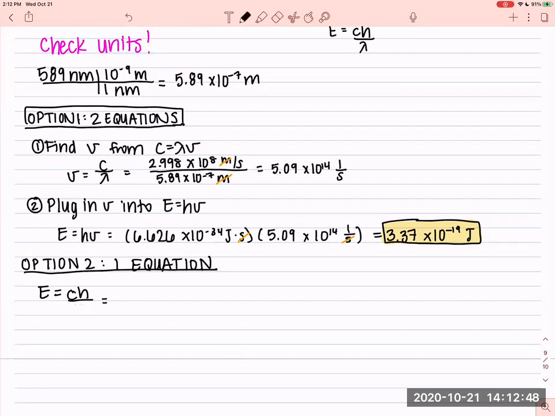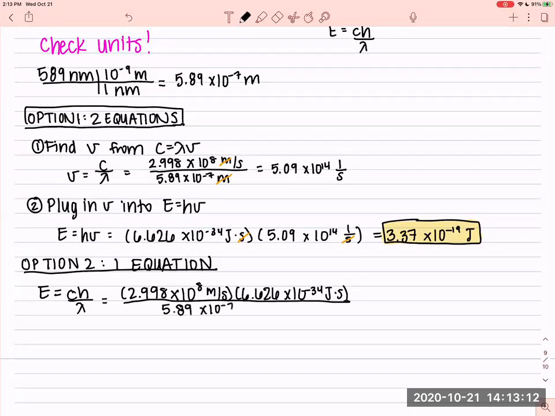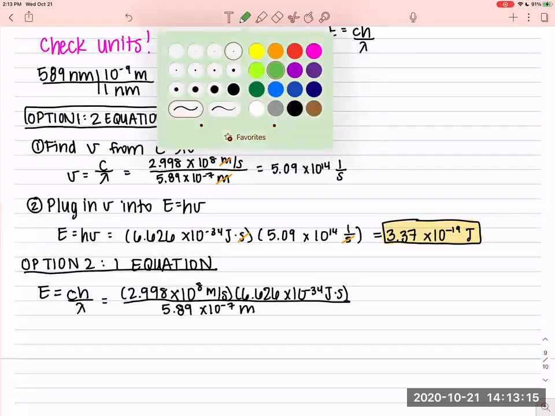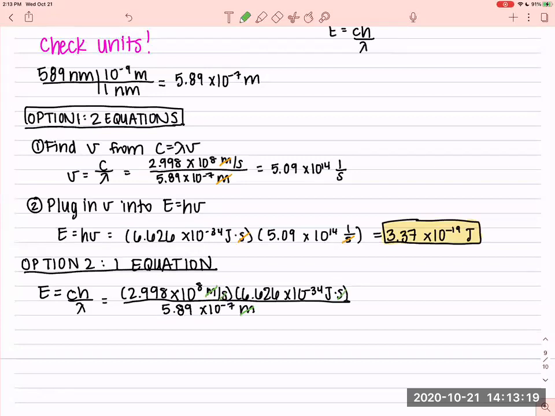Oh, whoops, I put the wrong thing. This is supposed to be my lambda. So I'll plug in my speed of light, meters per second, times my Planck's constant, which you will have given to you. You'll not have to memorize these, at least not right now. All over my meters wavelength, not the nanometers. That's the biggest mistake I see students doing here. There's my unit canceling just to make sure I'm going to wind up with the unit that I want. And I should wind up with the same thing, in a lot less time, probably. But it depends on how much time it takes me to develop this, right?